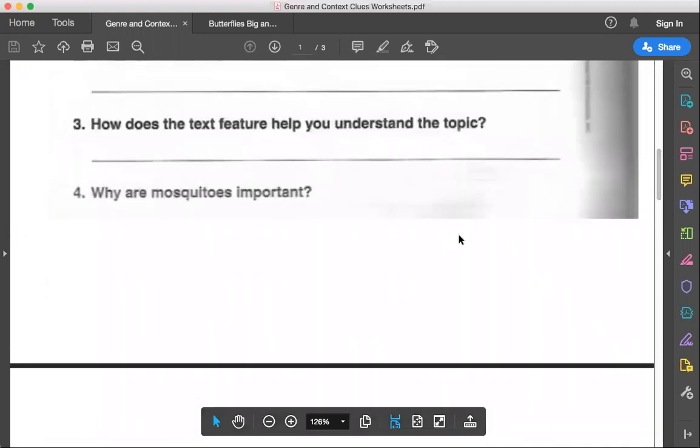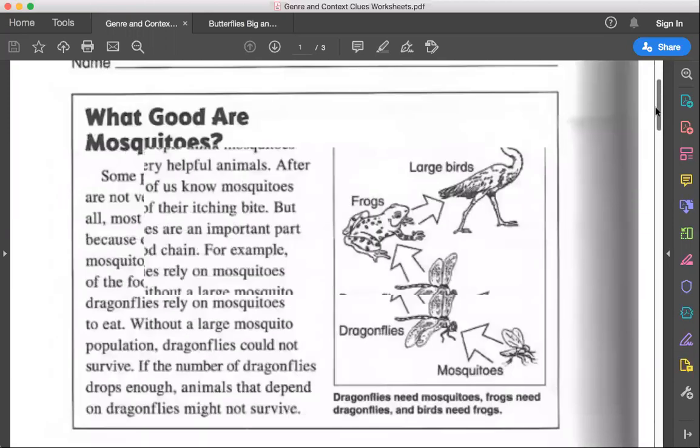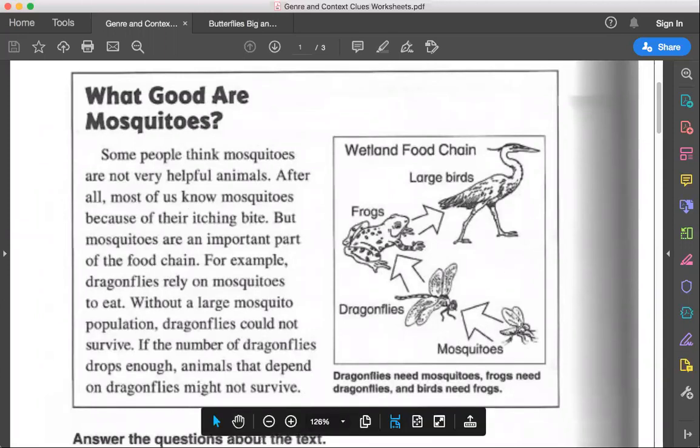Four. Why are mosquitoes important? Wow, I've never thought of mosquitoes as important. I always thought of them as annoying. Why are mosquitoes important? What would happen if there were no mosquitoes? Think about this. If there were no mosquitoes, what would happen?